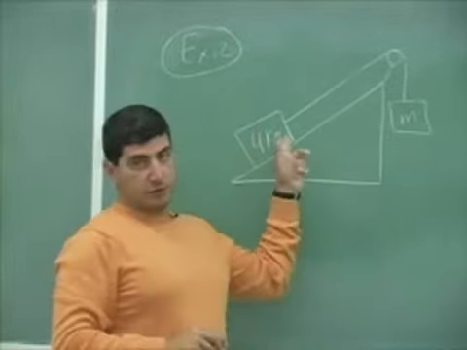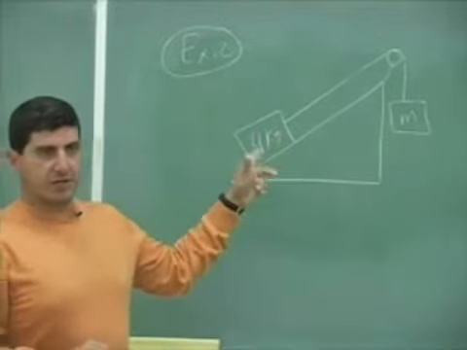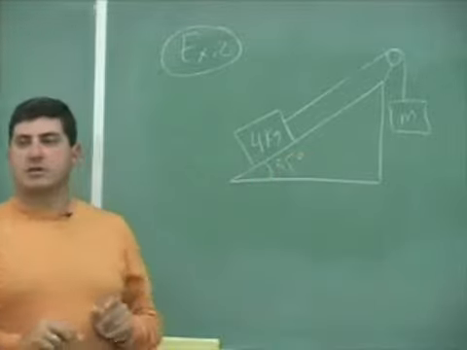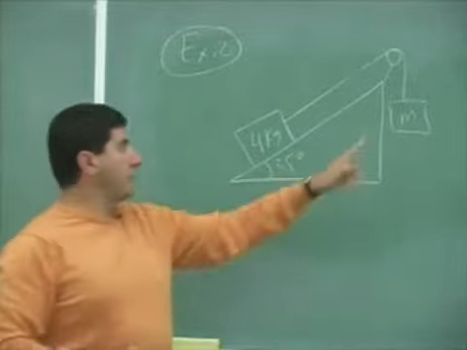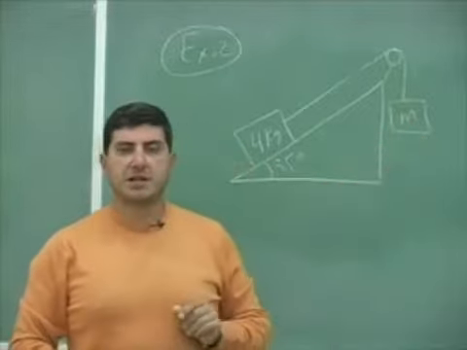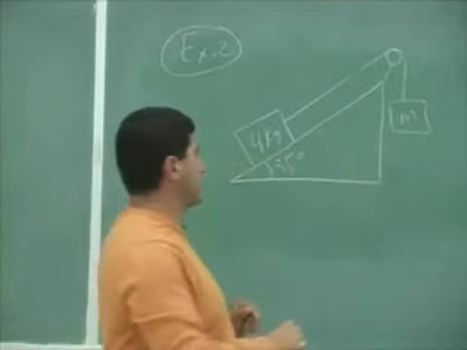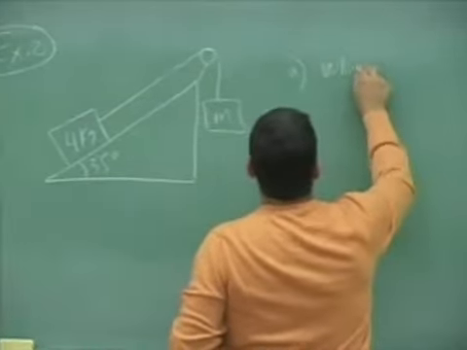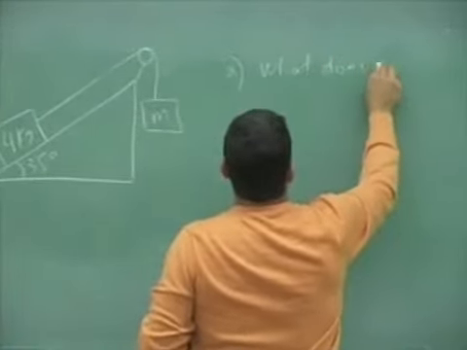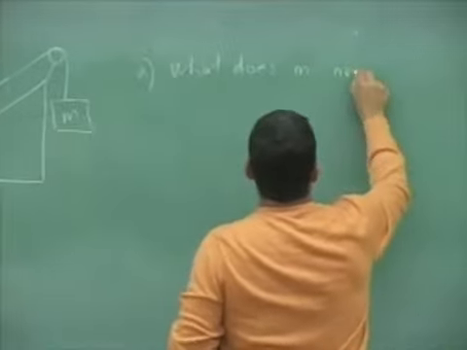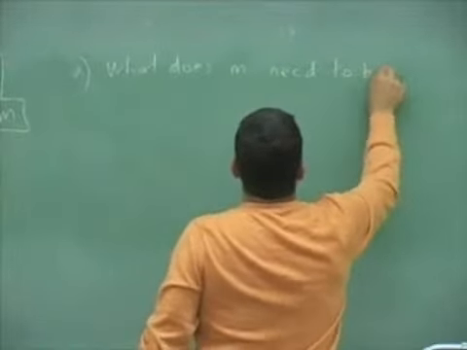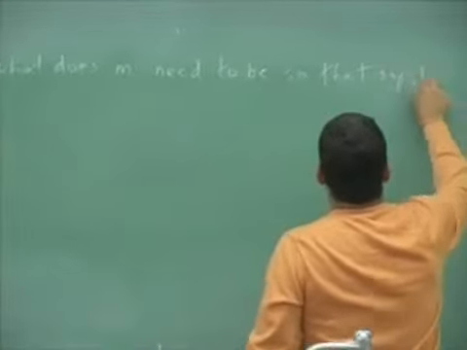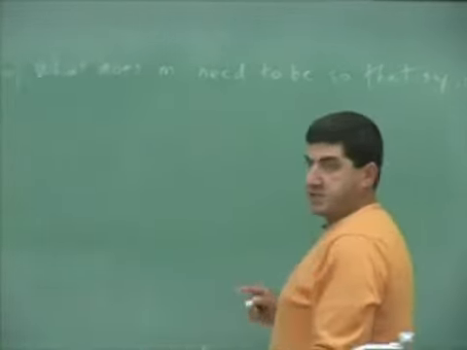So now let's take the 4 kilogram object on an inclined plane, 35 degrees. And now let's hang a string over a pulley with a hanging mass, and let's ask a couple questions here. A, what does M need to be so that the system doesn't accelerate?